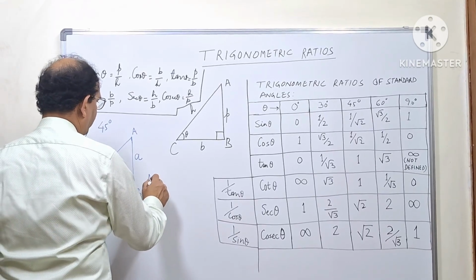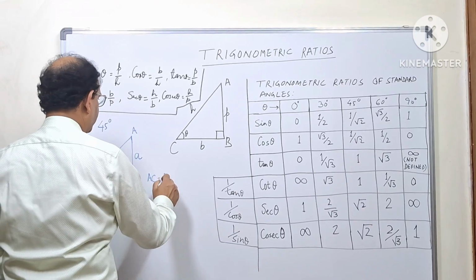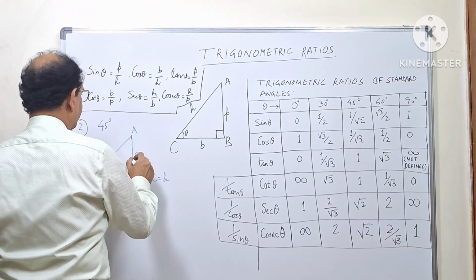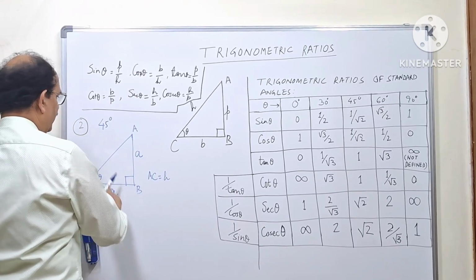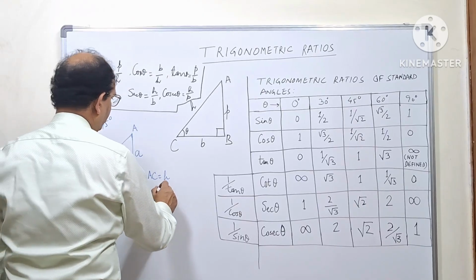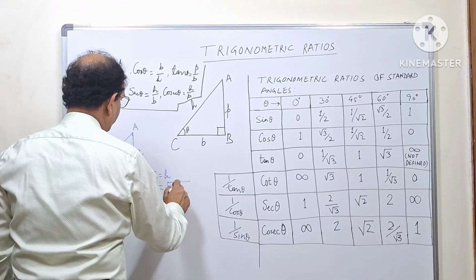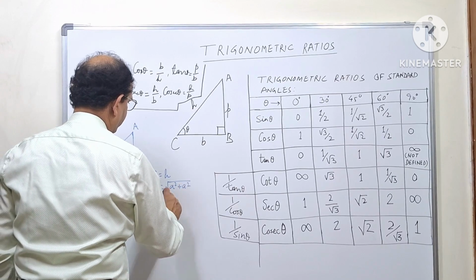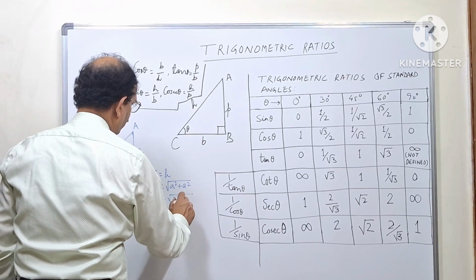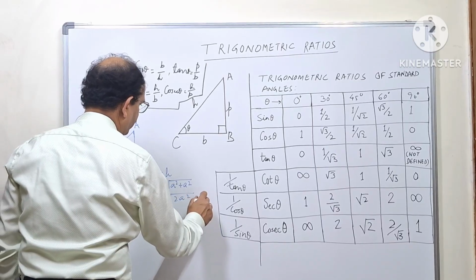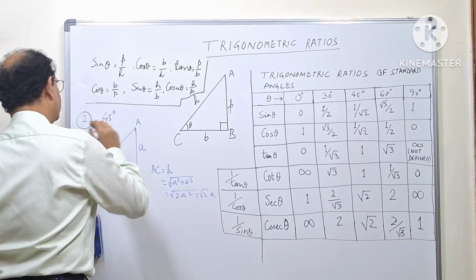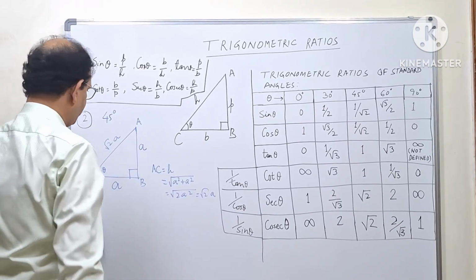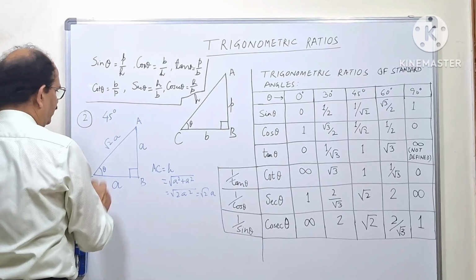What will be the value of AC from Pythagoras theorem, which is H? This is perpendicular, which is A, this is base A. So hypotenuse will be equal to root of A square plus A square, which is root of 2A square, which is equal to root 2 times A. So this becomes the length of the hypotenuse. Now let's try calculating the values.